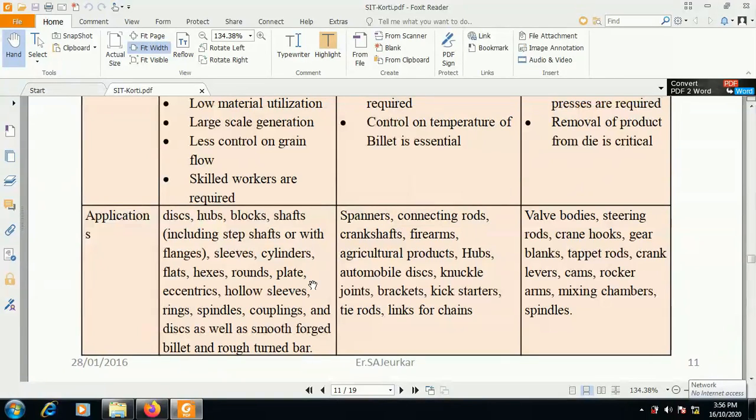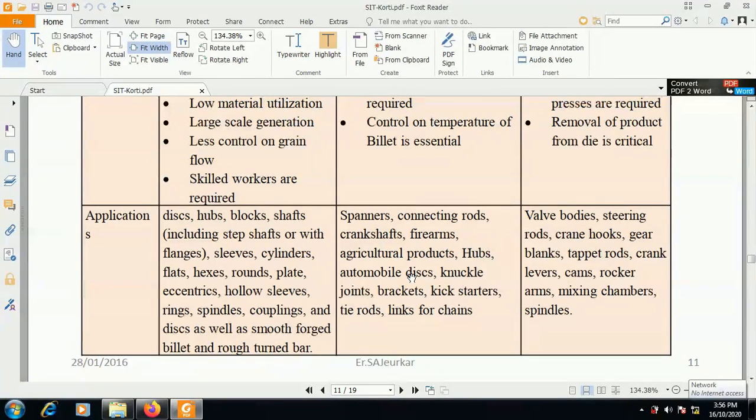Application: disc, hub, block, shafts, sleeves, cylinders, flats, hexes, rounds, plate. All these are the couplings. All these are the examples of this open die forging. These are the simple components as compared to flash ledge forging. Highest critical components we can produce by this flash ledge forging, that is third type.